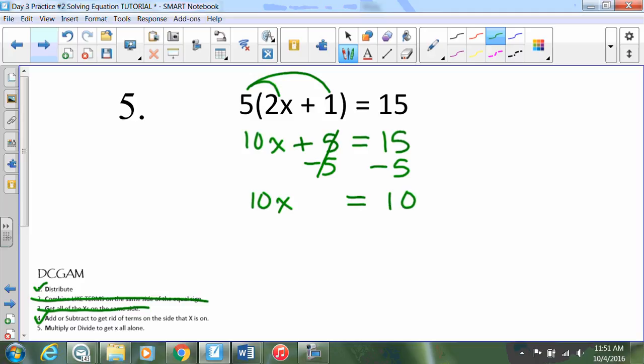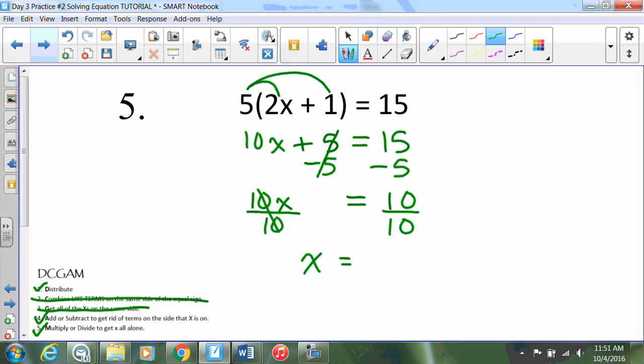Now I'm going to multiply or divide. So let's look. 10 is being multiplied by x. To get rid of it, I do the opposite. So I'm going to divide both sides by 10. 10 over 10 is 1. I could write 1x, but that's the same thing as writing just plain old x.